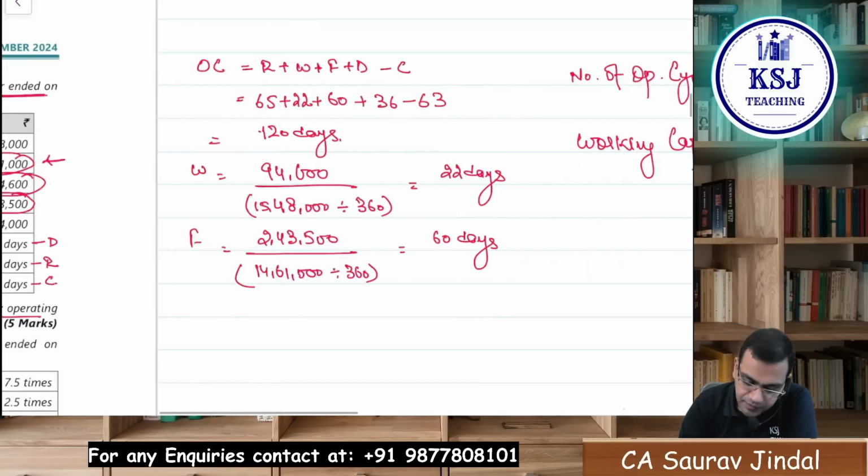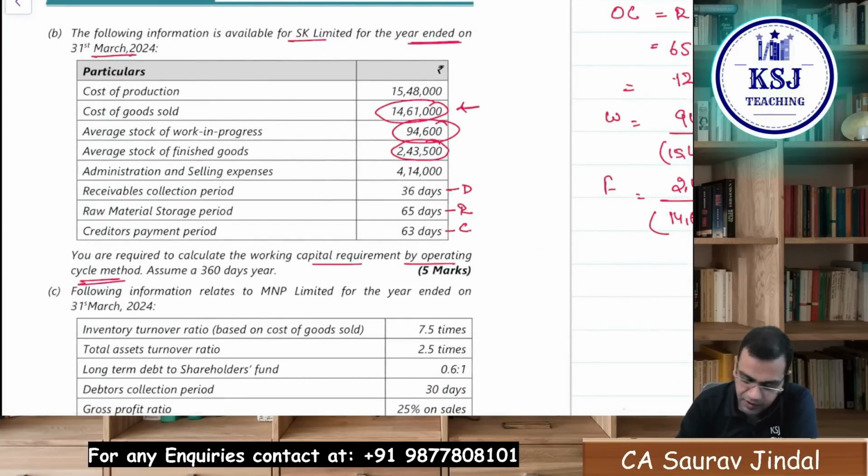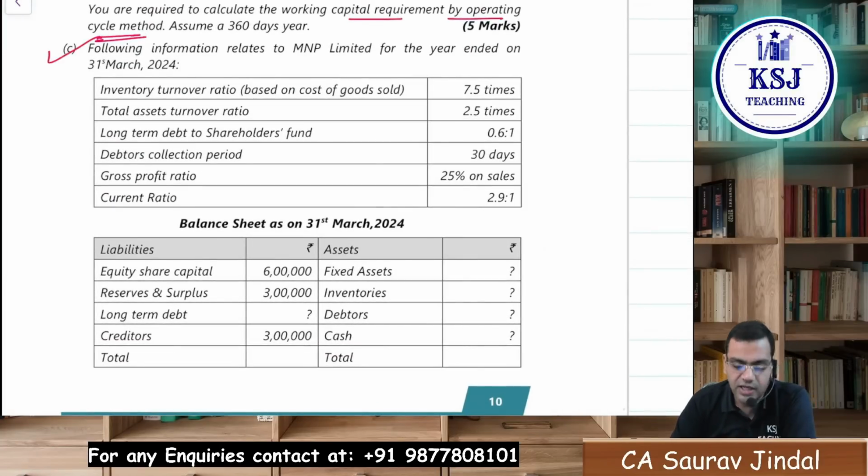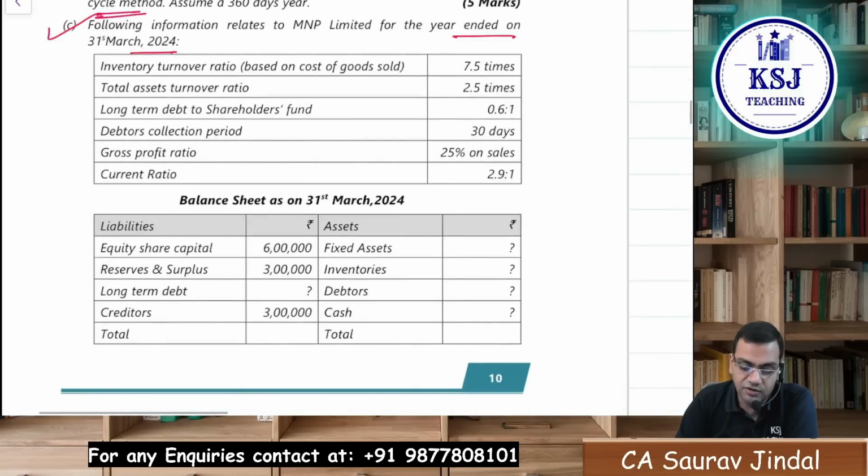Clear? So this was question number 1B part. Let's come to C part, ratio analysis. The following information relates to MNP Limited for the year ended 31st of March 2024. Inventory turnover ratio based on cost of goods sold is given 7.5 times. Total asset turnover ratio is 2.5 times. Long-term debt to shareholders' funds is given 0.6:1. Debtors collection period is given as 30 days. Then gross profit ratio is given as 25% on the sales, and current ratio is given 2.9:1.